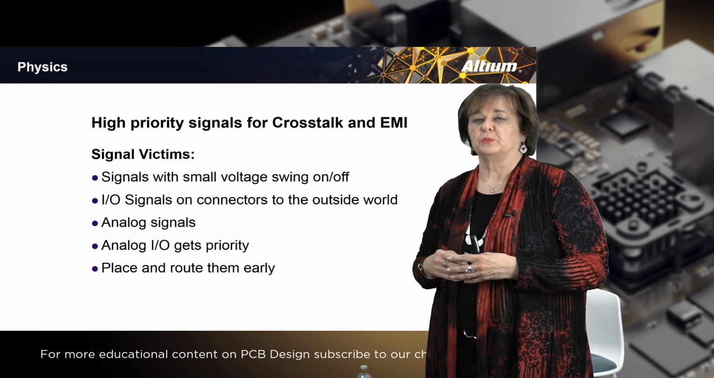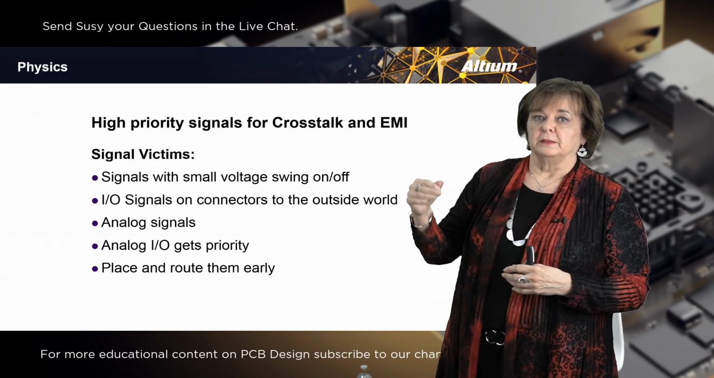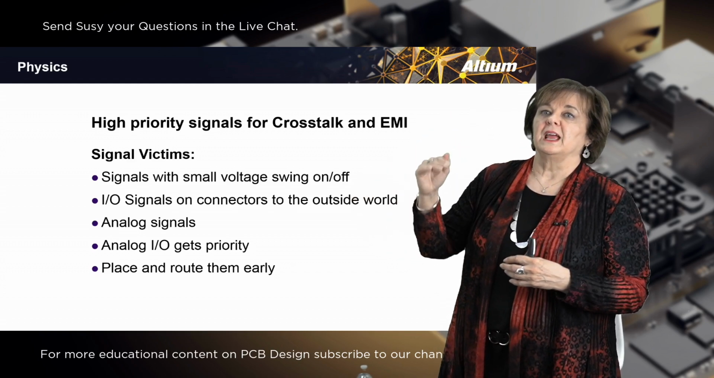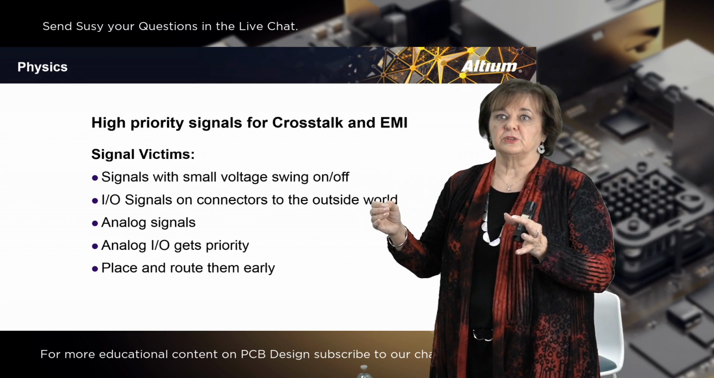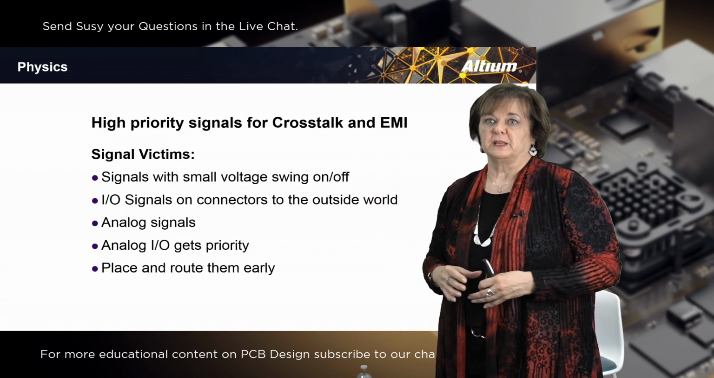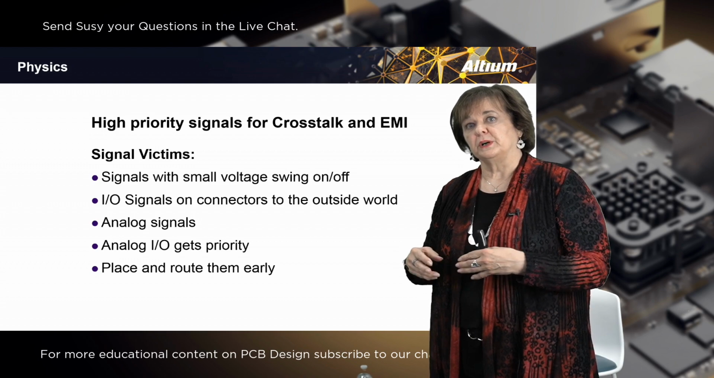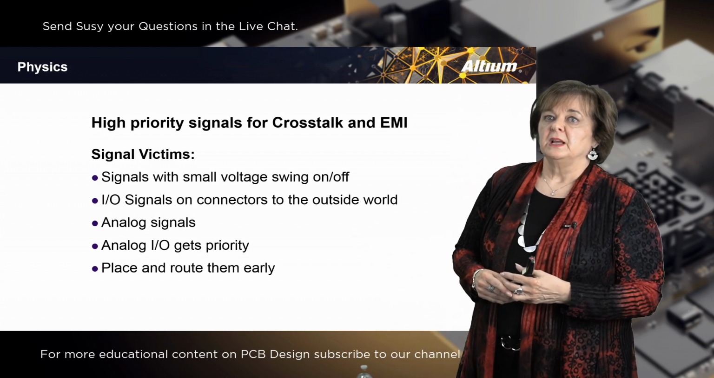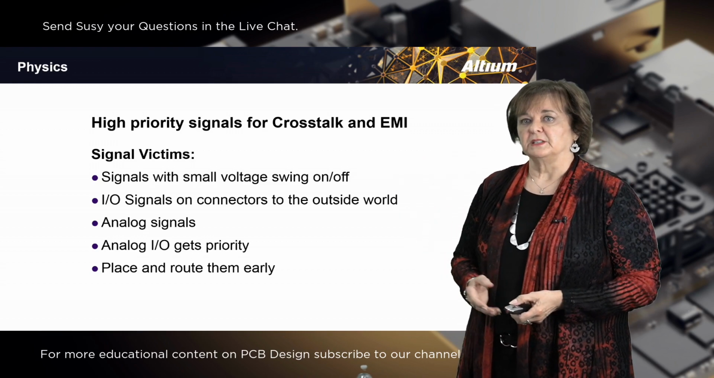Analog signals, of course, would be a victim because they are a single voltage, single signal, and as such they don't have the entire bandwidth that the digital signals have, and so they're easier to mess up. Analog I/O gets even higher priority than the digital I/O just because it's more sensitive. And so we would place and route all of these victims early because we don't want anything to interfere with them.